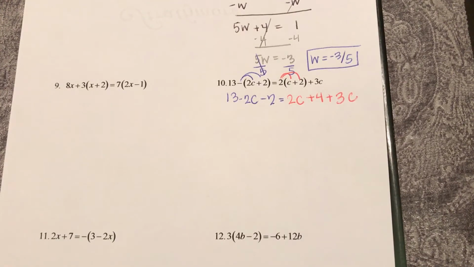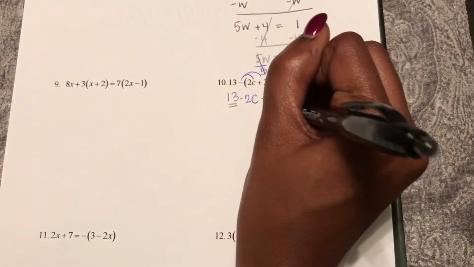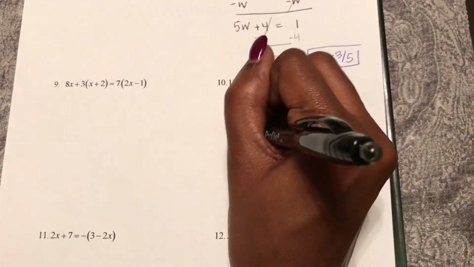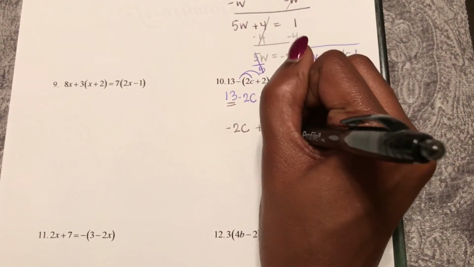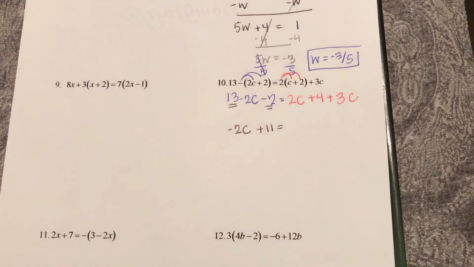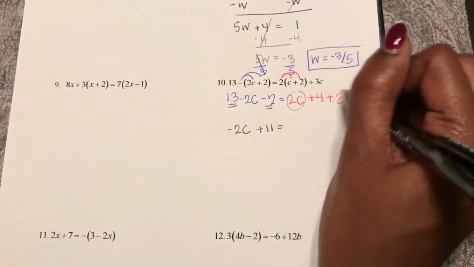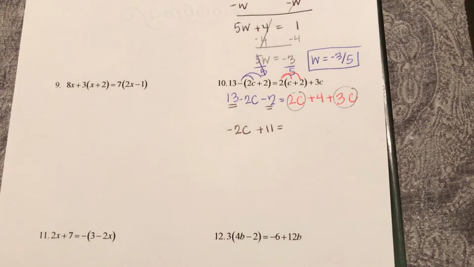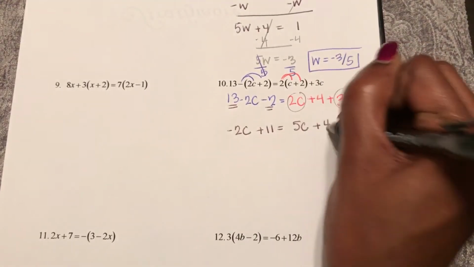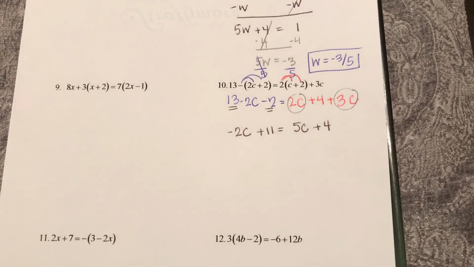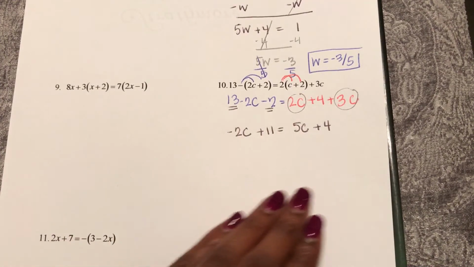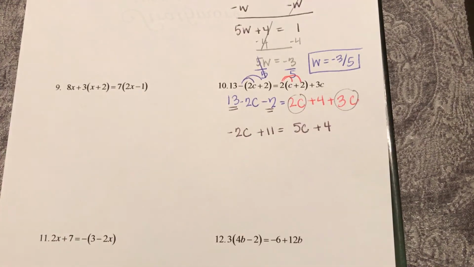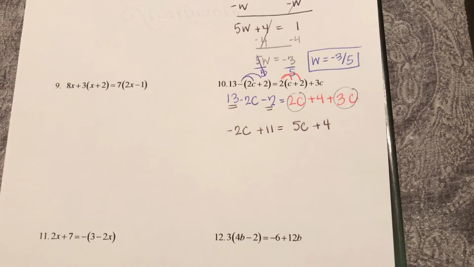Now that I've applied the distributive property, I want to combine like terms to simplify. On the left side, my constants are like terms. Negative 2c plus 11. On my right side, my like terms are my variables. 2c plus 3c is 5c plus 4. So once again, it's up to you here whether you move your variables to the right side or to the left. It honestly does not matter. I'm going to stick to the general rule of moving it to the left. You do not have to follow this.